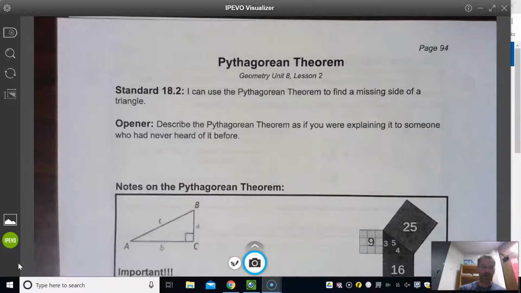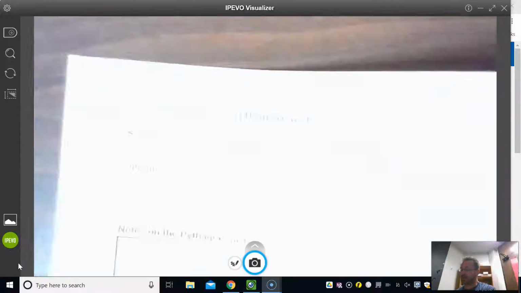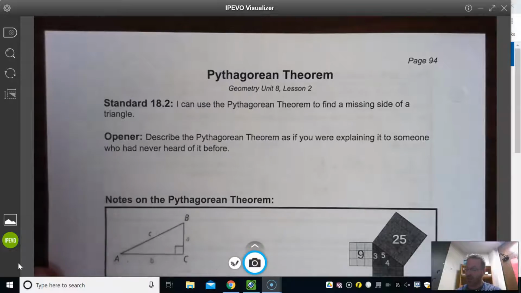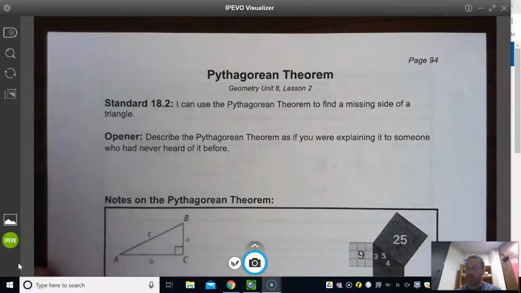All right, so we're going to continue with Unit 8 here, and this is really going to be a lot of review because we really, in essence, have used the Pythagorean theorem a lot with things we've done this year, but we're specifically going to use it to find side lengths in triangles. Let me just shuffle these real quick here, in Unit 8, Lesson 2, on page 94, and you can see that this is standard 8.2. I can use the Pythagorean theorem to find missing sides of a triangle.